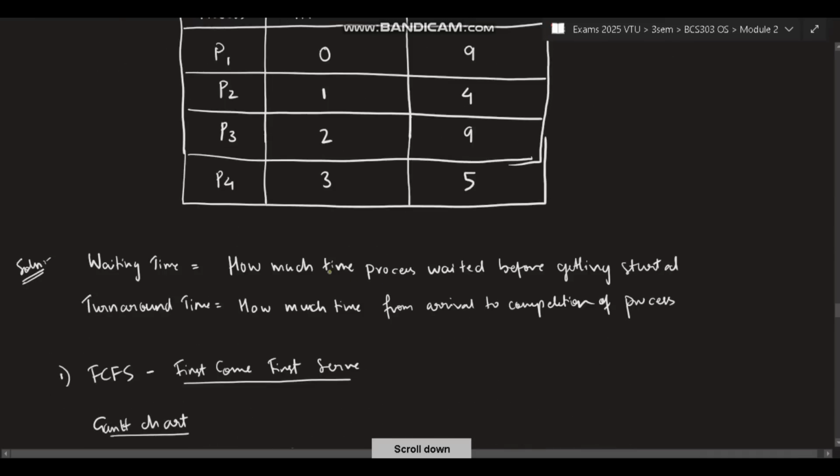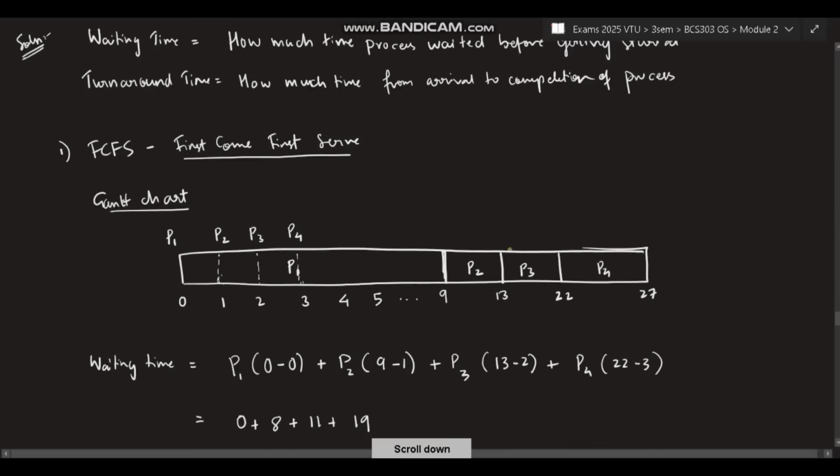Waiting time is how much time a process waited before getting started. Simple. It means it has come, but it is simply sitting, it has not started and it's not executing. Turnaround time is how much time from arrival to completion. This is very simple. We'll have a look. First, you need to understand what a Gantt chart is. A Gantt chart is made in the following way. Wherever we explain, we'll depict which process is there and at what time stamps it has come. So let's get started.